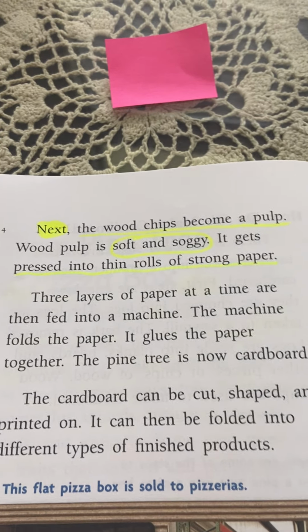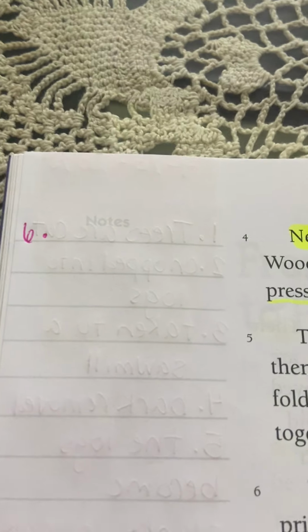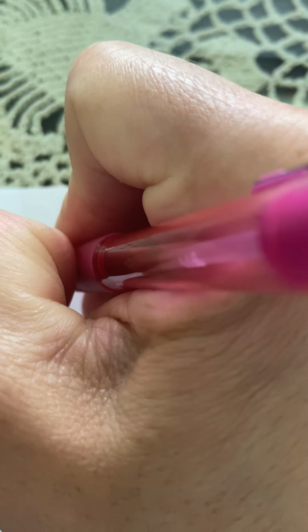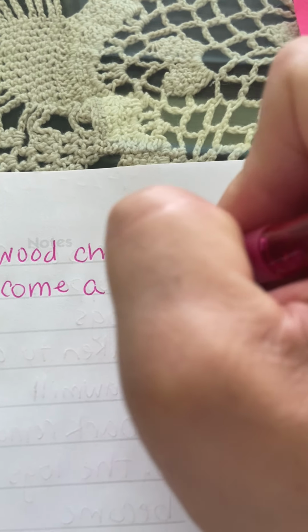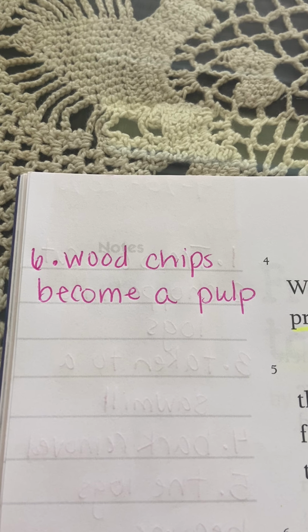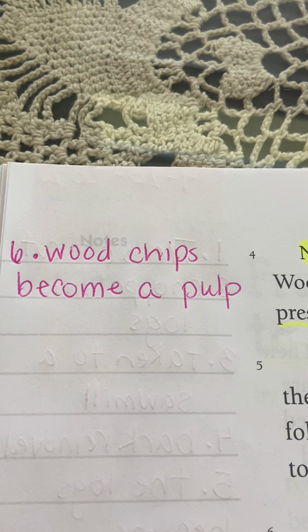I'm going to write those steps down next because I don't want to forget. Over here, we finished with step 5. So this is going to be step 6. So step 6 was the wood chips become pulp. I'm going to write that down. Wood chips become a pulp. And again, that just means that they get all soft and soggy. And then after it's turned into a pulp, it gets pressed into thin rolls of paper. That's step 7.